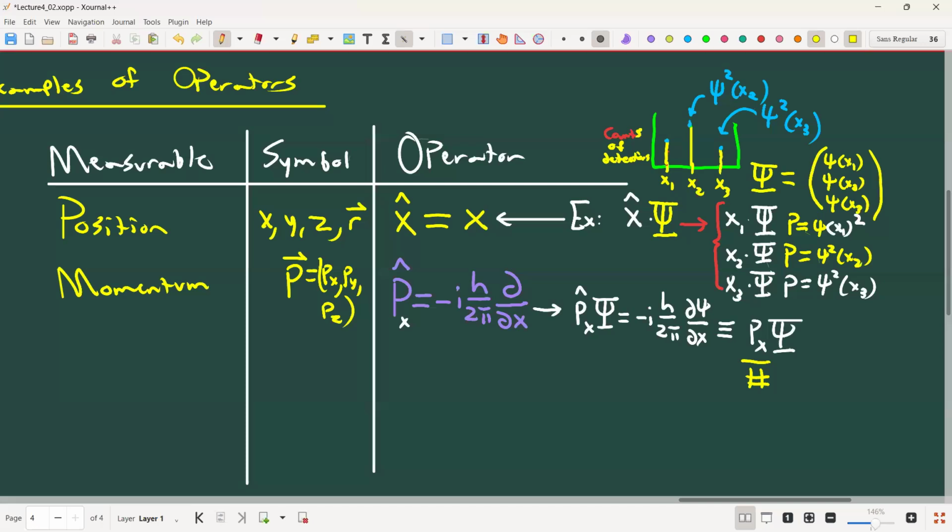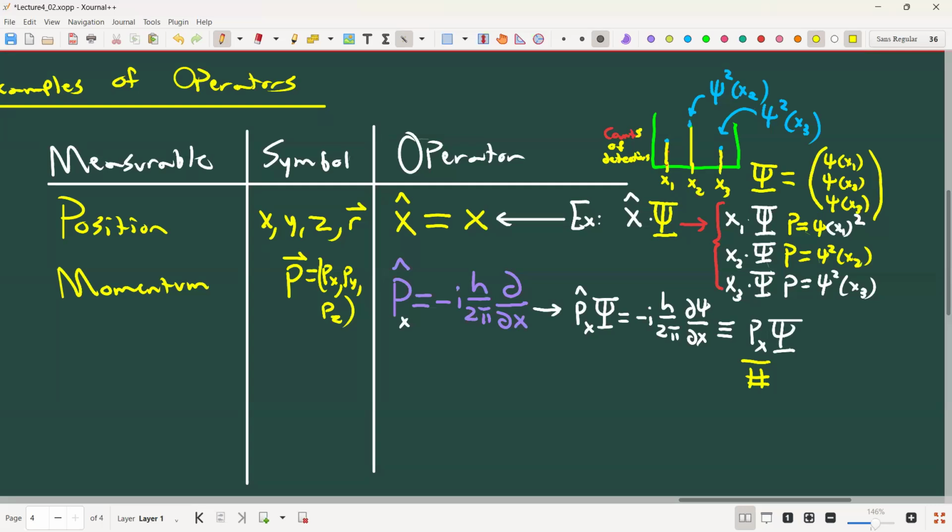So this is crazy, right? What this is telling me is that if I have a system that has a well-defined momentum, it's a function whose derivative is equal to itself. That's obviously a limitation. Now, very few functions have a derivative equal to itself. Okay, so this really limits the kind of functions here.